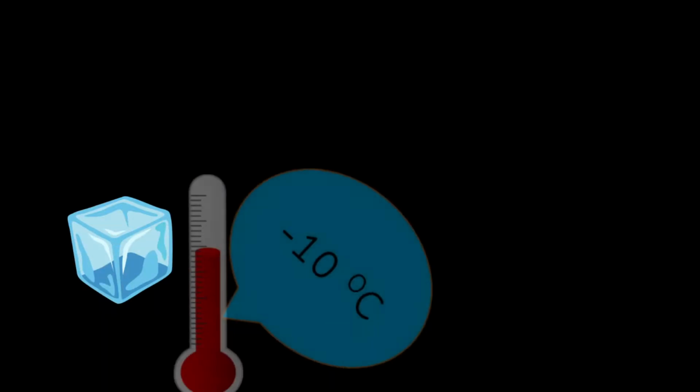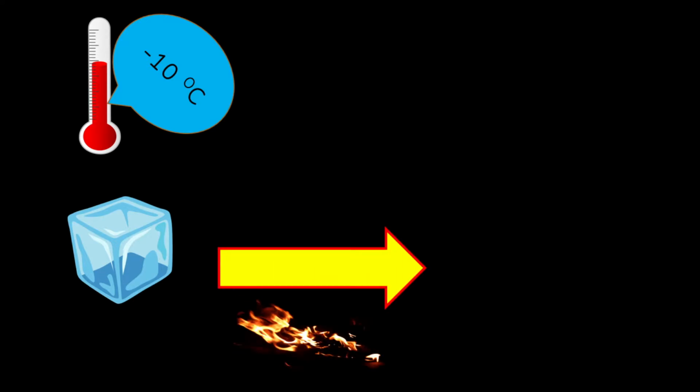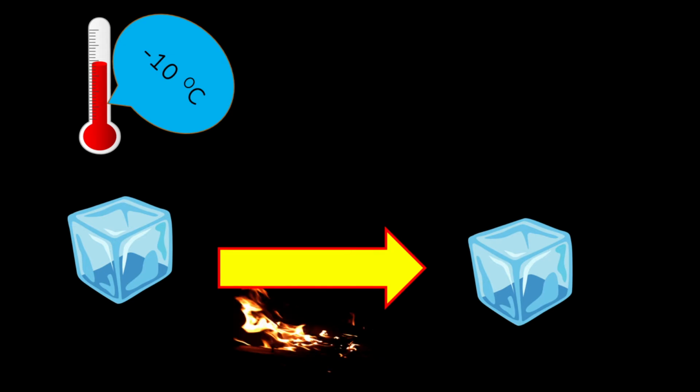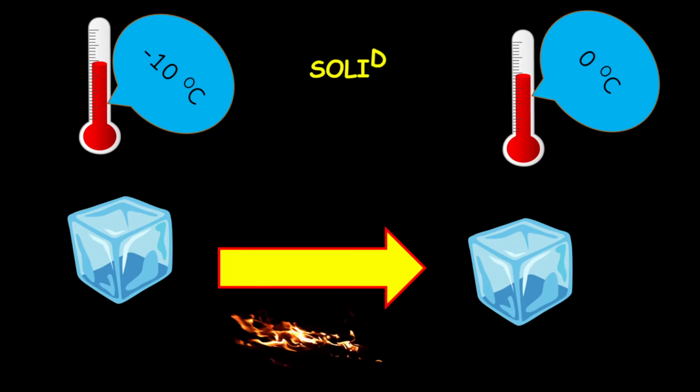Now let's think about a block of ice. Let's take this ice to be negative 10 degrees Celsius. If I should apply some heat to this ice, what will happen? It will change to a new temperature. But notice there is no change in state. Because remember, once temperature changes, there will be no change in state. Hence, we still have a solid.